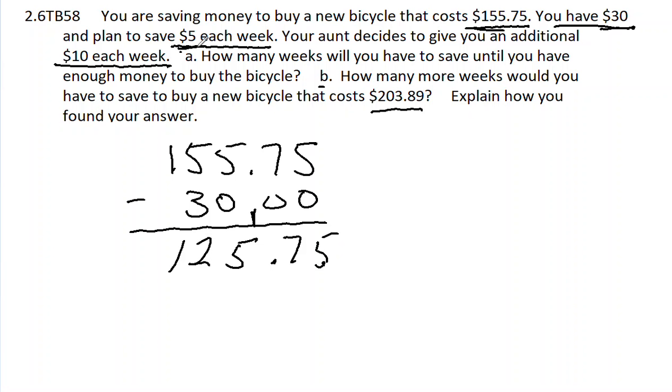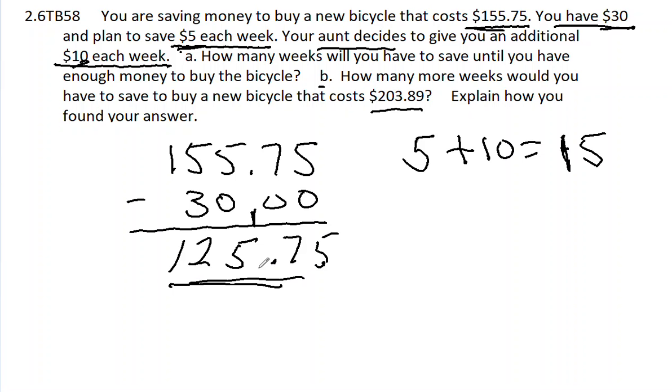Now let's put together the next sentence. You plan to save $5 each week, but your aunt is going to give you an additional 10. So you're going to be saving $15 per week. Now the question is, how many of those 15s is it going to take to get you $125.75? That's a division problem. How many 15s are there in 125?